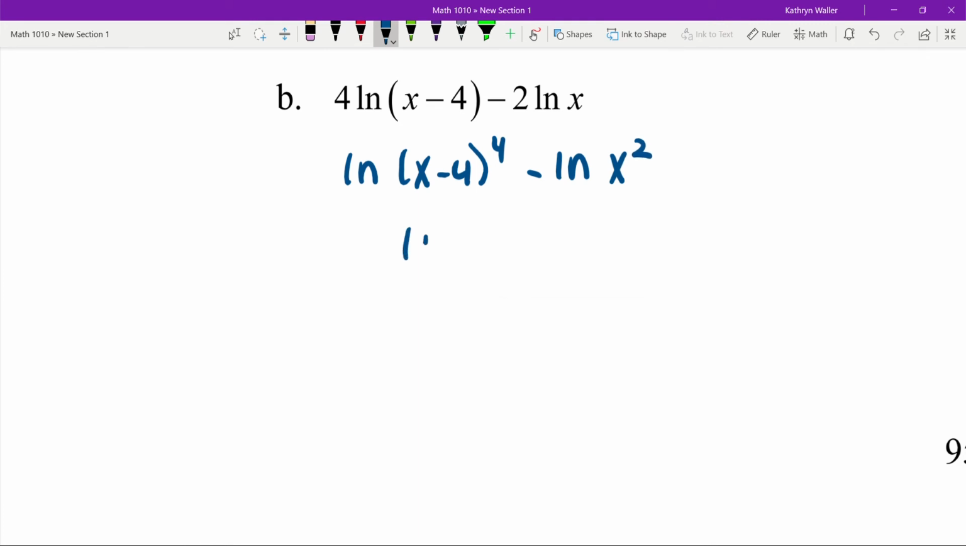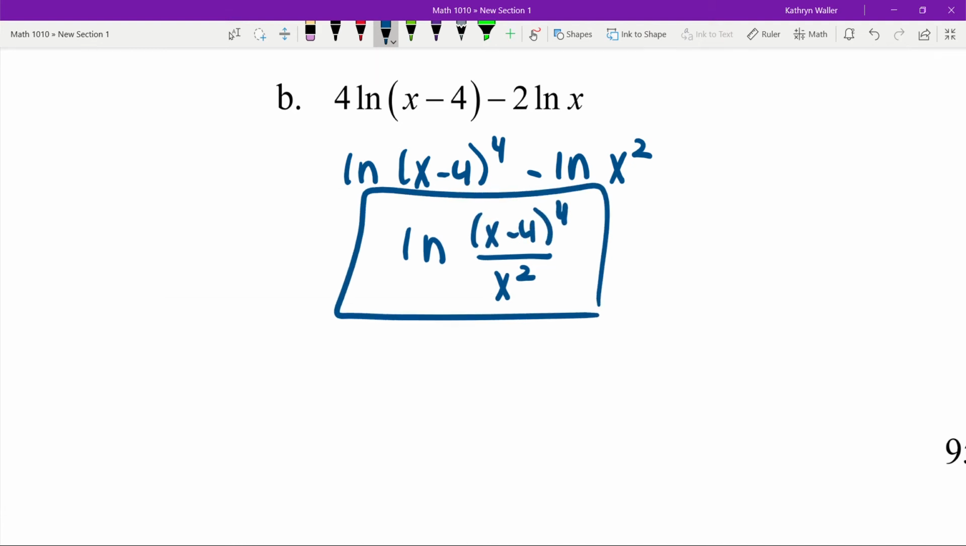Now I'm going to write ln one time. Are those things going to be multiplied? Are they going to be divided? They're going to be divided. Which one goes on the bottom? The x squared, because he's the negative. What one goes on the top? Anything that has a positive sign, which is (x minus 4) to the 4th.